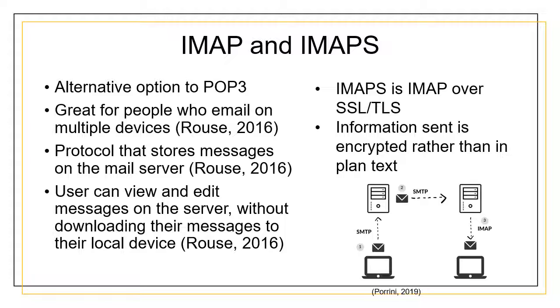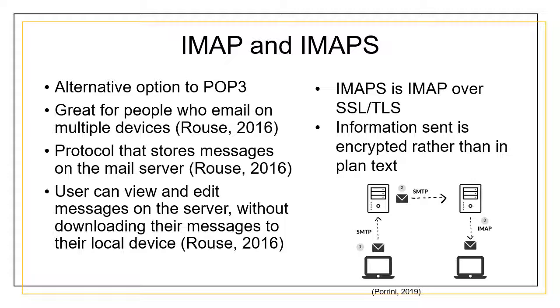IMAP is more like a remote file server that stores messages on the mail server itself rather than downloading them to a local device and deleting them from the server as with POP3. IMAP keeps messages on the mail server and allows users to view, edit, and delete messages without ever downloading them. For the modern day use case where people want to access their emails from their desktop, their tablet, and their cell phone, IMAP is a more useful protocol.